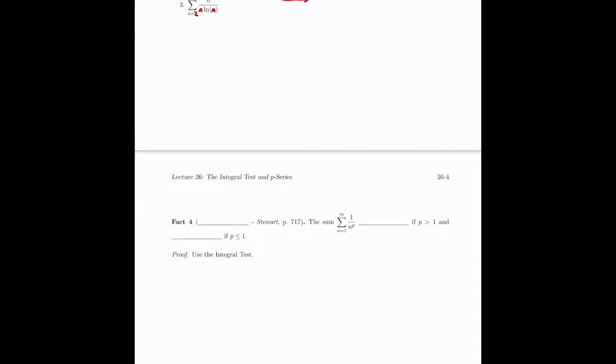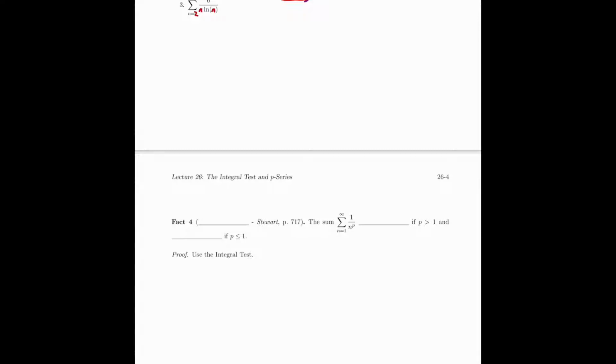Hey everyone, quick video on the integral test, section 11.3 in Stewart. Recall that the integral test is a test for convergence and divergence. And that the criteria are that a series with a general term that is positive, continuous, and decreasing converges if and only if its improper integral converges, which means that also if the integral diverges, then the series diverges.